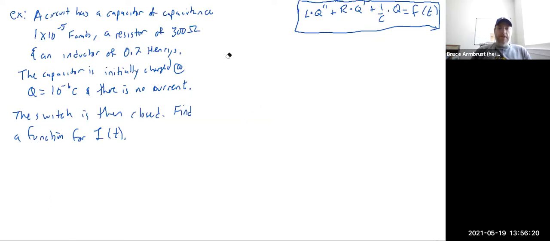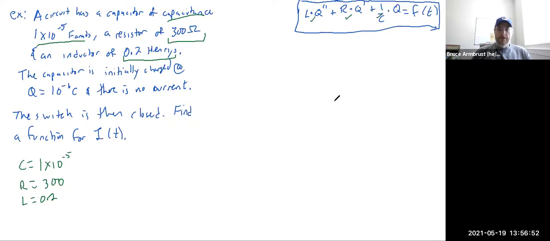So let's start by just sifting through this information and finding the important stuff. So we got a capacitor of capacitance, 1 times 10 to the minus 5, sorry. So C is going to equal 1 times 10 to the minus 5. The resistance, well, that's right here. It's 300 ohms. The inductance is 0.2 henries, so L is 0.2. So we can check, we got all those.